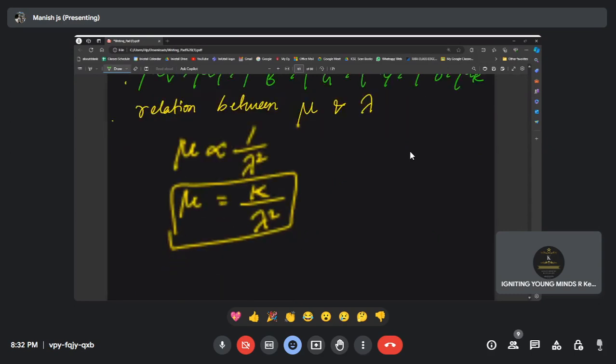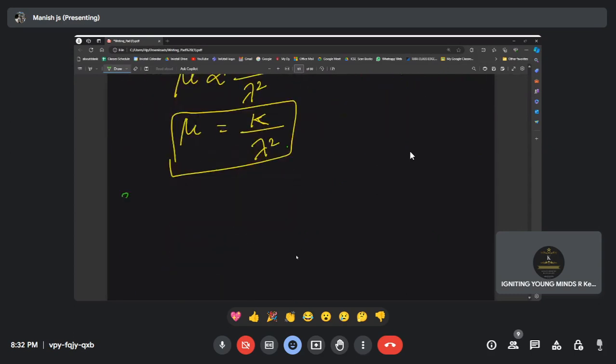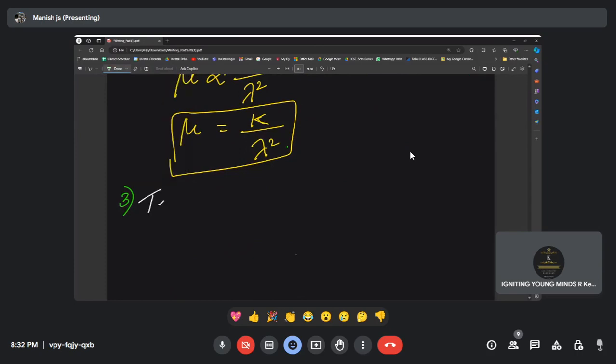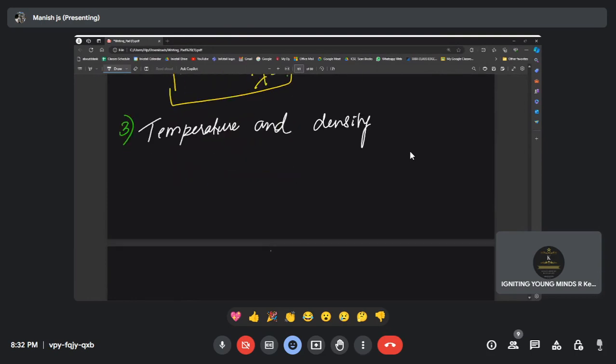So I hope the second concept is clear. So now moving on, the second factor is clear. Moving on to the third one. The third factor that can affect it is temperature and density. So temperature and density are also two factors which can typically affect the refractive index of a given medium. Okay. So for temperature, how it is related, I'll tell you. Refractive index is again inversely proportional to the temperature. Okay. So this is how it is related.